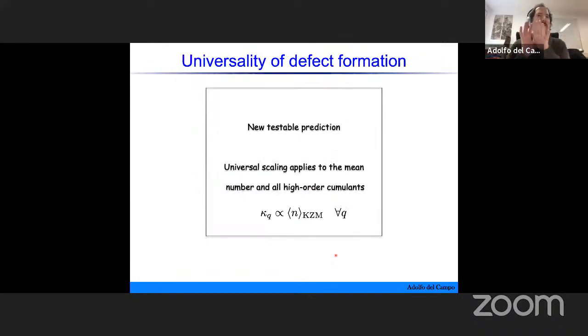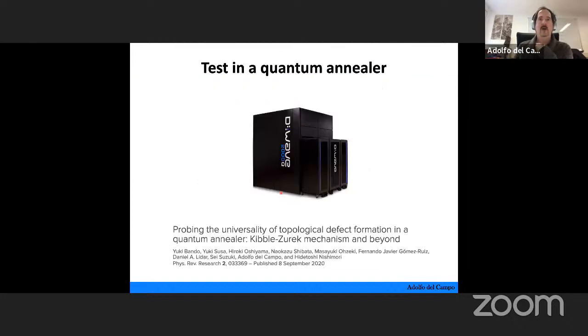Right, so as I mentioned, the key prediction is that not just the mean density, but all cumulants of the distribution are proportional to the mean density and will scale universally with the quench time. And this is something we can go ahead and try to test in the laboratory in a given platform. And what we did is to use D-Wave as such a test bed for this prediction beyond the Kibble-Zurek mechanism.